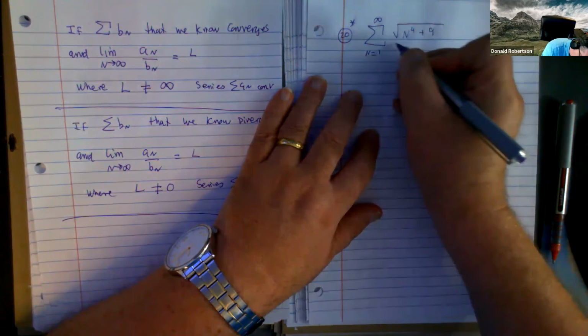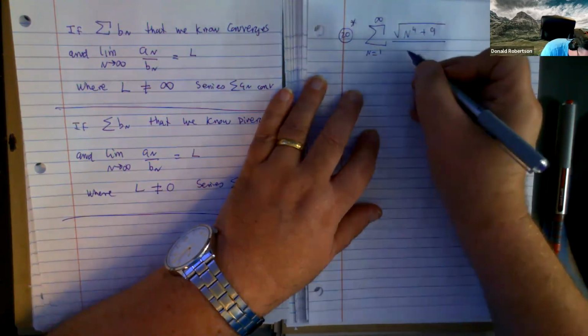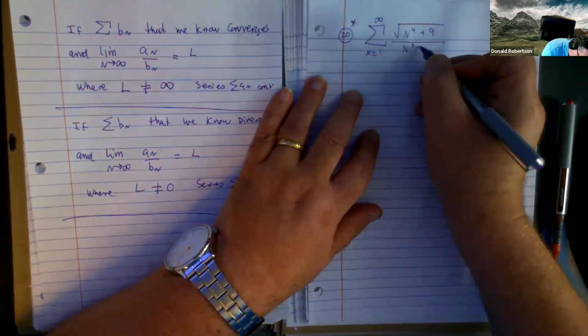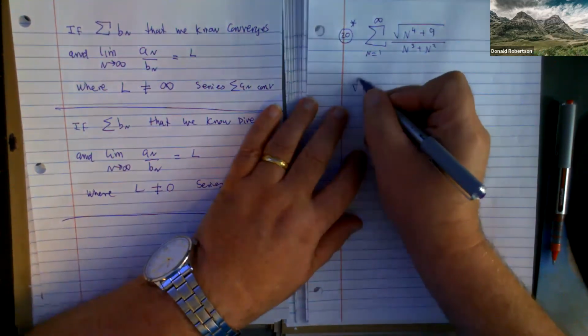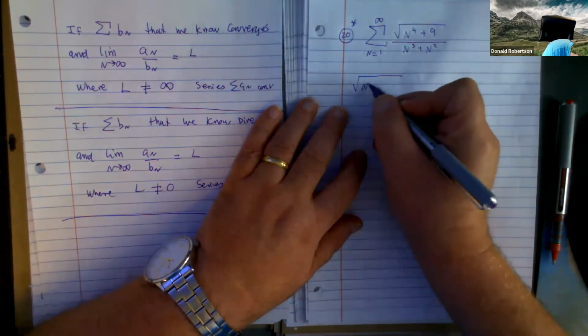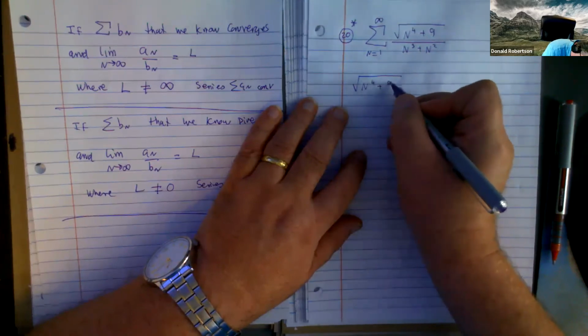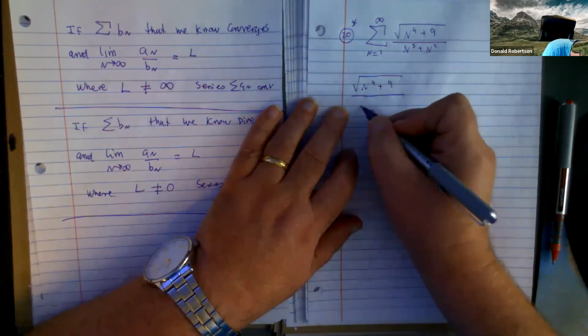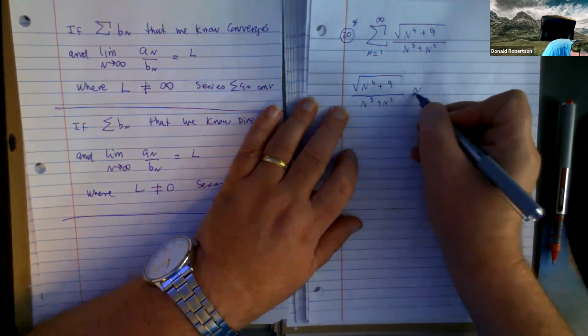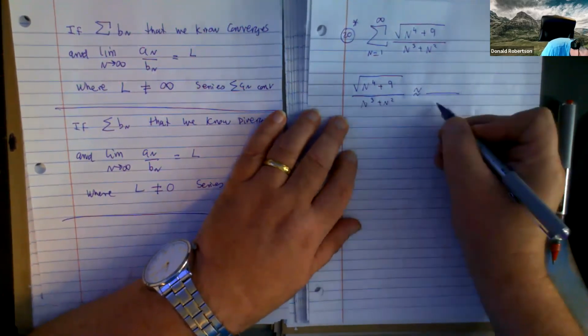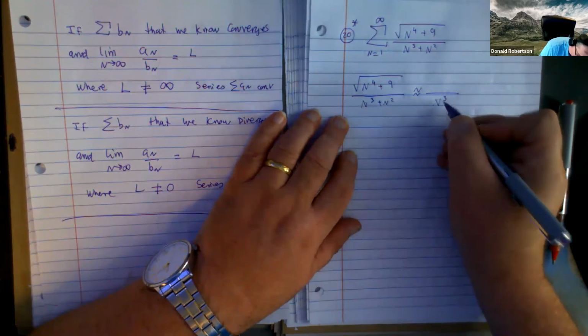So it's the square root of that guy on the top, and it's an n cubed plus n squared on the bottom. So I'm going to take it as far as finding the comparison series. Biggest power on the bottom, n cubed.